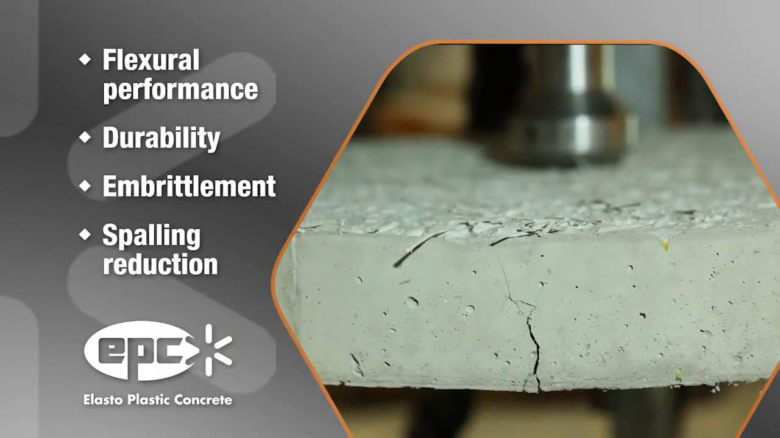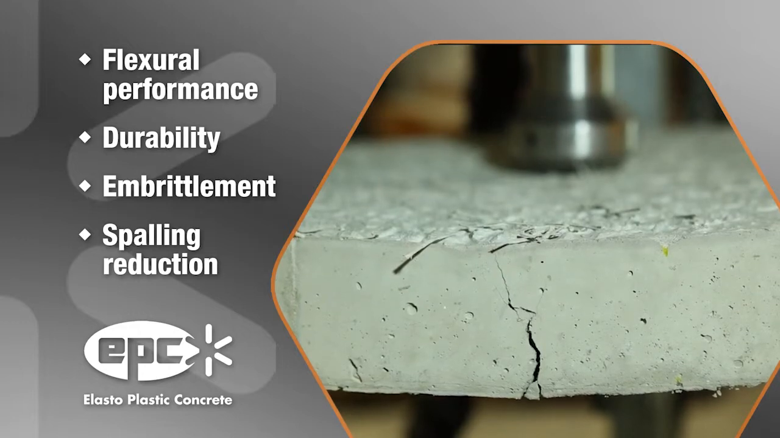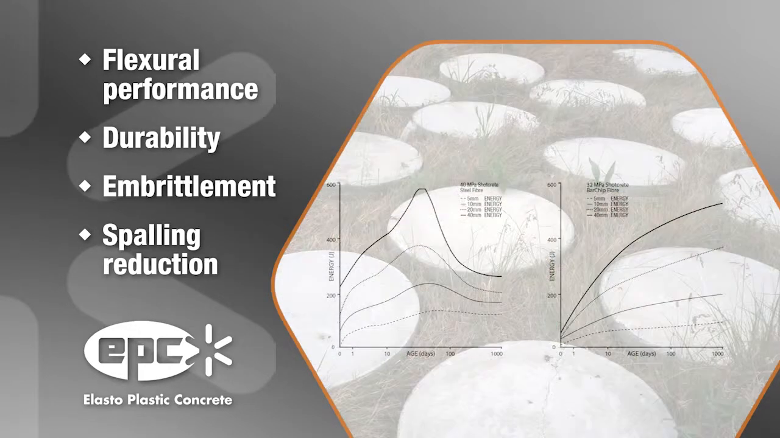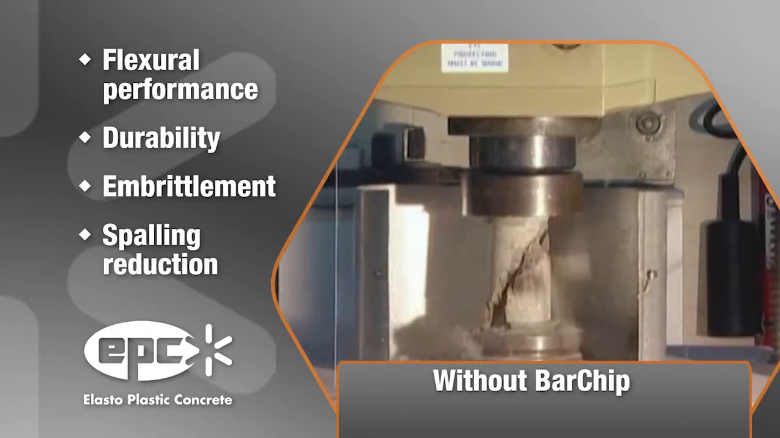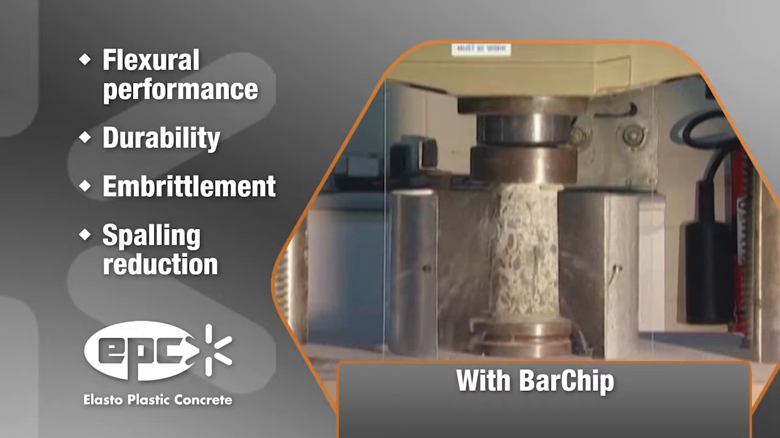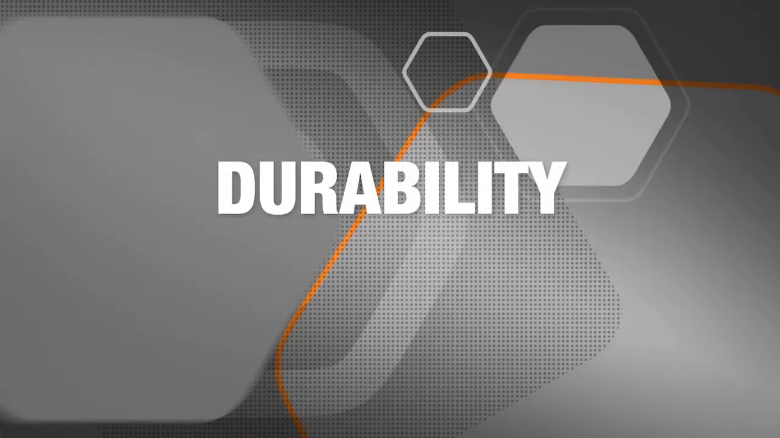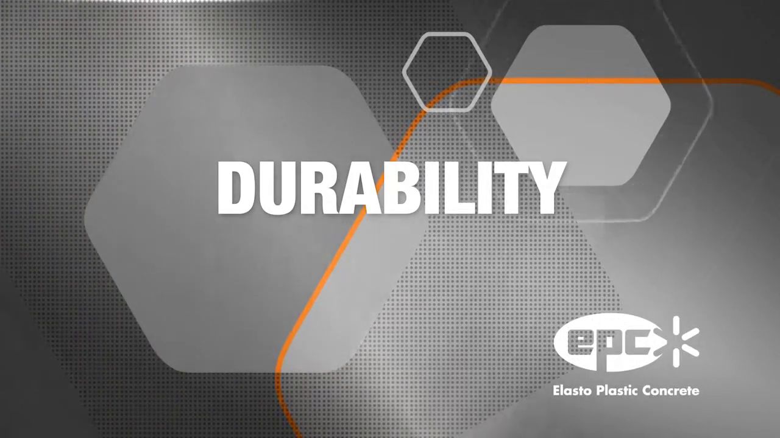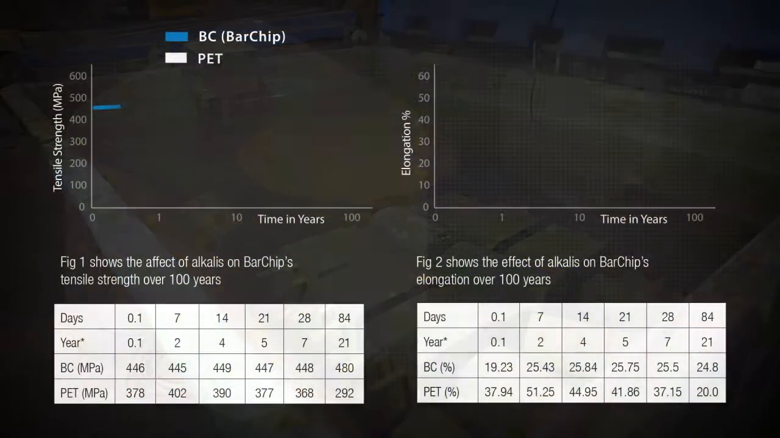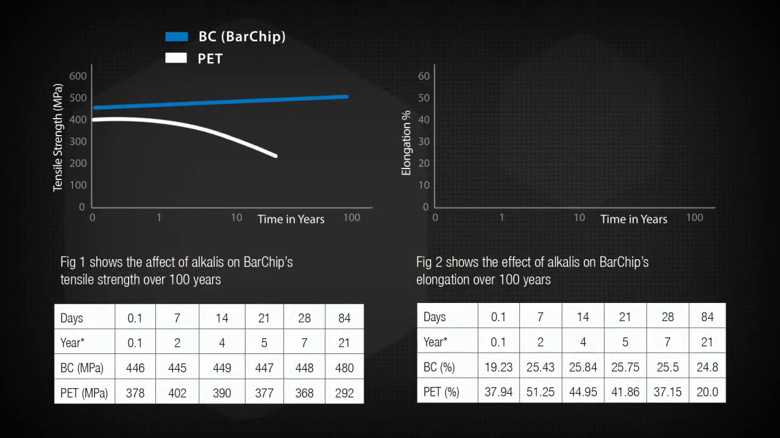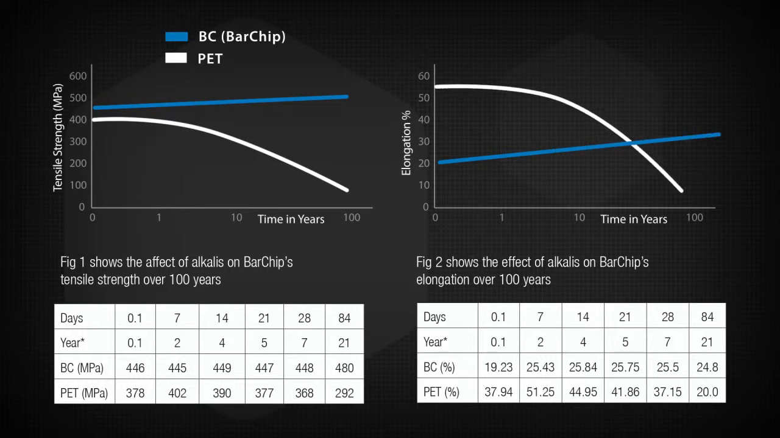In nearly every available testing scenario, including flexural performance, durability, embrittlement, and spalling reduction, EPC bar chip fibers outperform competitors hands down. Testing also proves that bar chip fibers are not affected by exposure to concrete's alkali environment, with no corrosive effects seen after 100 years accelerated testing.